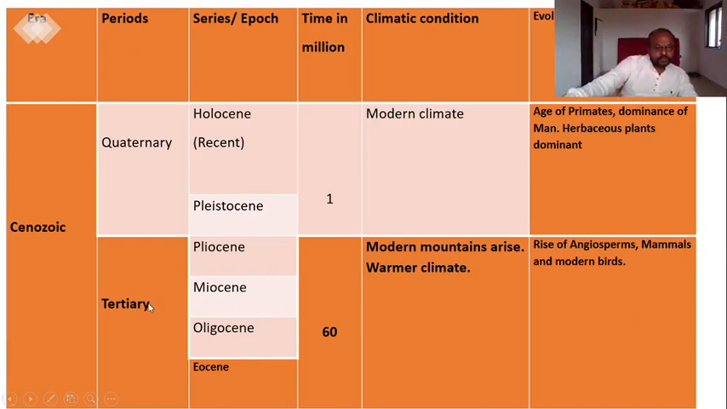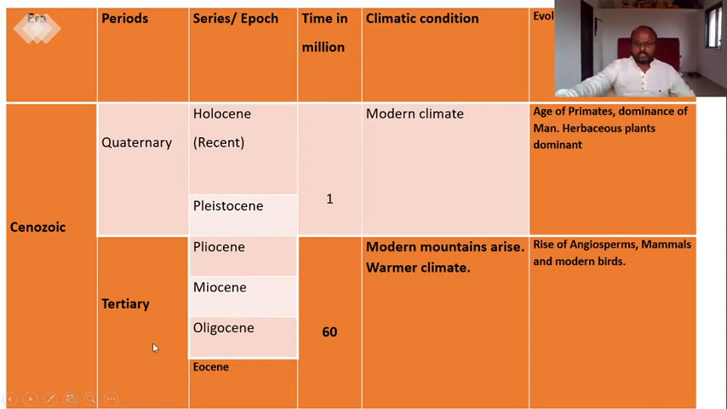After the Tertiary period there is the Quaternary period of the Cenozoic. This Quaternary period is the most recent period, and it has two series: one is Holocene and the other is Pleistocene, and the age is about 1 million years, that means 10 lakh years ago. The climatic condition is the modern climate, which you all know. In this, there is the age of primates, dominance of man, and herbaceous plants are dominant. That means these are today's evolutionary changes on the earth.